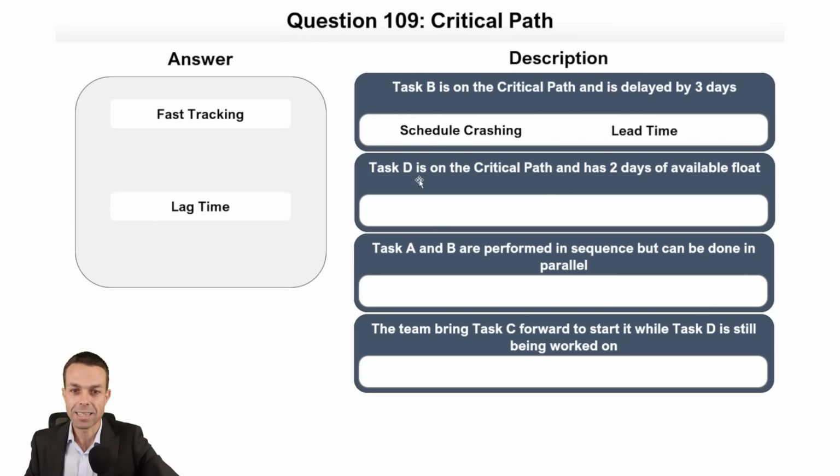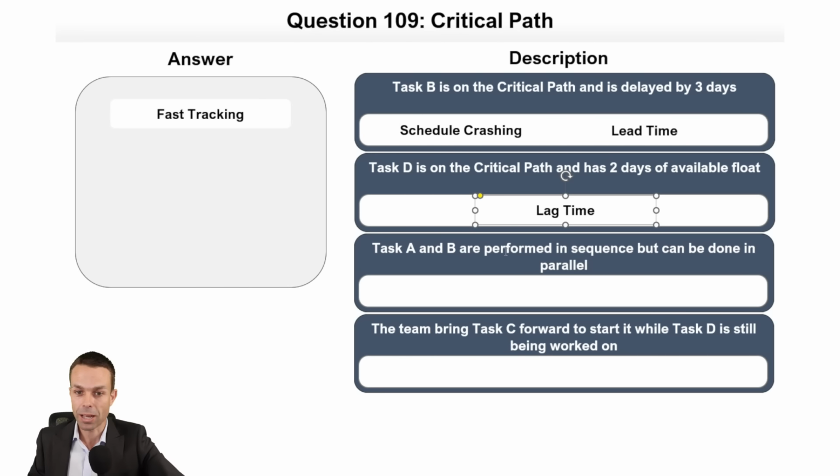So task D is on the critical path and has 2 days of available float. So it has some wiggle room, and we could actually bring that back. We could lag it behind because it has 2 days of available float. So we can use our lag time there.